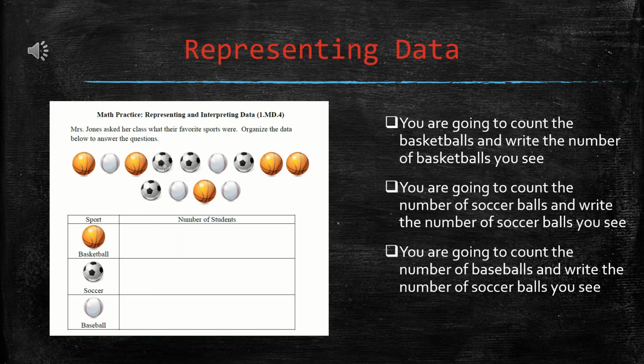For soccer, I count 1, 2, 3, 4 soccer balls, so I'm going to write the number 4 here. And for baseball, I count 1, 2, 3, 4 baseballs, so I'm going to write the number 4 here with baseball.